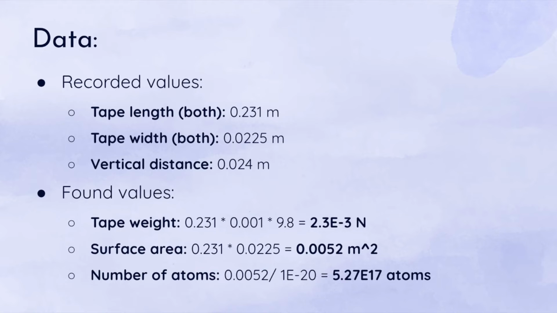The surface area is the length times the width, which equals 0.0052 meters squared. And finally, the number of atoms is the surface area divided by the area of the atom, which gives us 5.27 times E17 atoms. These values will all be very helpful in our GlowScript code.